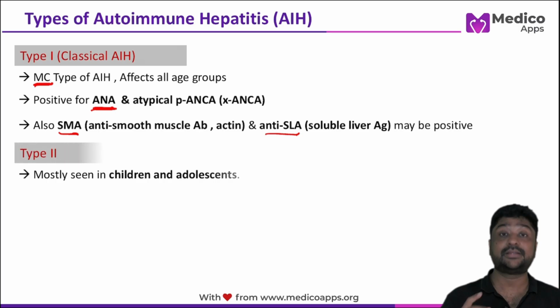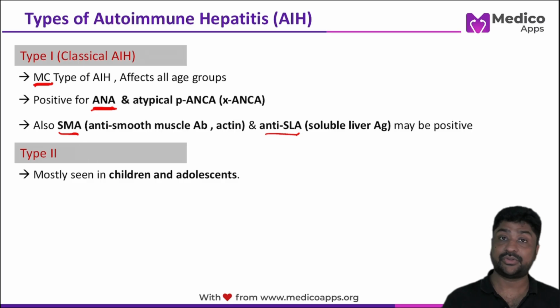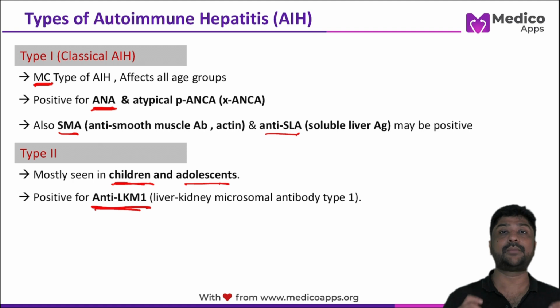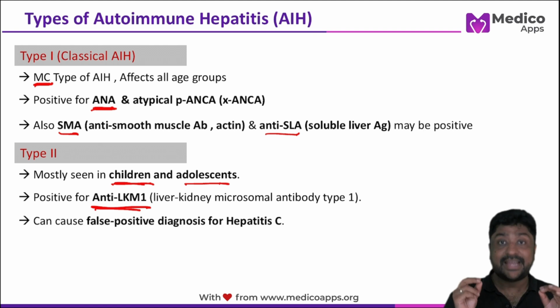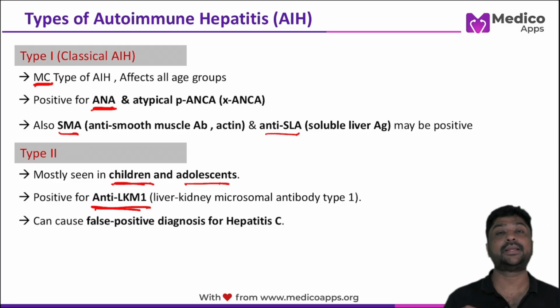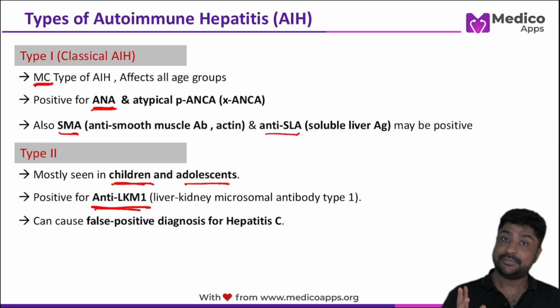Type 2 AIH is less common and seen mostly in children and adolescents. The hallmark antibody here is anti-LKM1, which stands for anti-liver kidney microsomal antibody type 1. Now, this is an important exam trap. Remember, anti-LKM1 can also be seen in hepatitis C, so sometimes type 2 AIH may be misdiagnosed as hepatitis C based on serology. Always correlate with clinical picture and other markers.